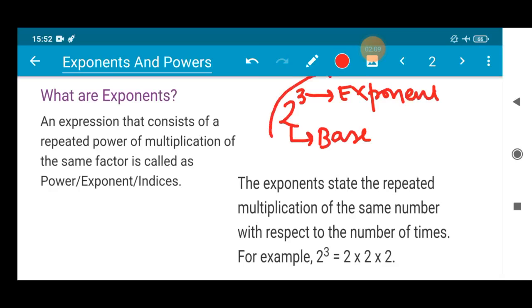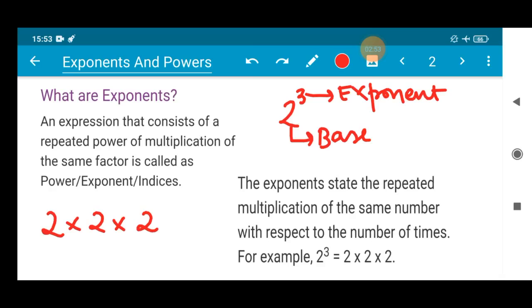So if you are saying the whole thing, then you have to express it as 2 to the power 3. And what is an exponent? The exponent states the repeated multiplication of the same number. So here 2 cube can be written as 2 into 2 into 2. So 2 cube means the base 2 is multiplied with itself 3 times, right? So this is the exponent, this is the power. If somebody asks you what is the exponent, then the exponent is 3. If you have to express this in words, then you say 2 to the power 3. There is a difference between exponents and power, we will come to know later on.